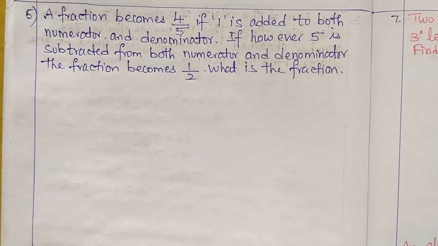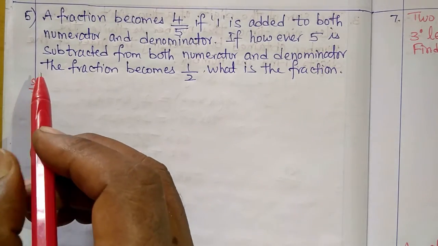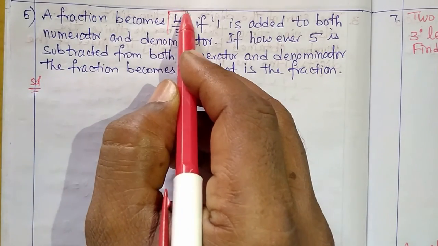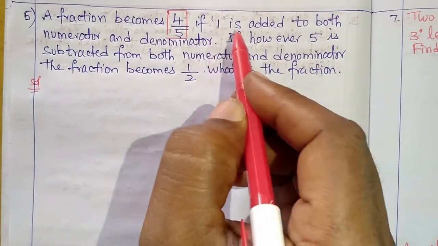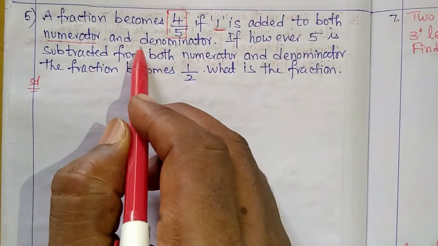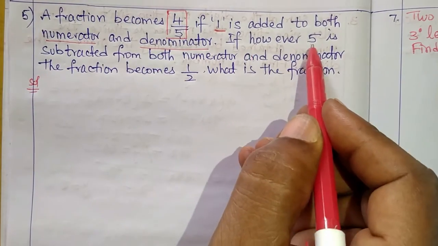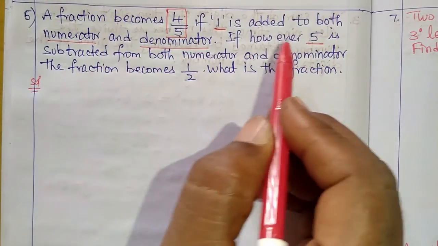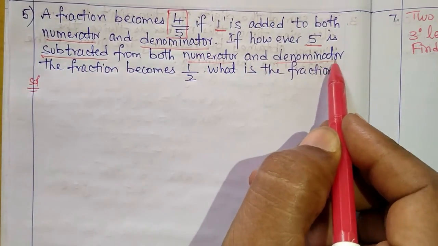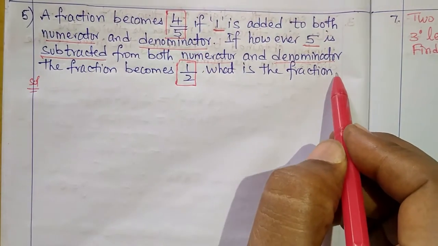I have written the question for you in this notebook, and let us try to solve this one. What is it that I have told? A fraction becomes 4 by 5 if 1 is added to both numerator and denominator. Here there are two variables. What are the two variables? Numerator and denominator. If, however, 5 is subtracted from both numerator and denominator, the fraction becomes 1 by 2. So what is the fraction?